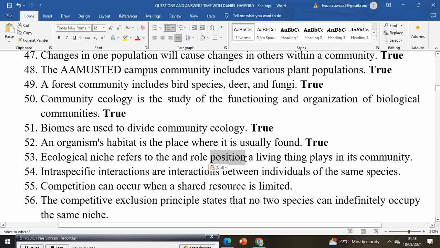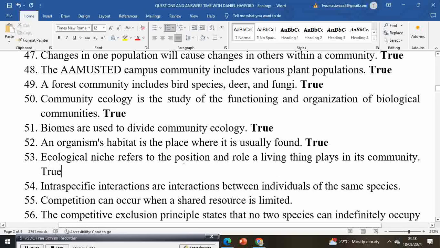Because here we are not testing English, we are testing the awareness of the knowledge of ecology. So ecological niche refers to the position and role a living thing plays in its community. Is this statement true or false? It is true, because we occupy a position and we play a role.